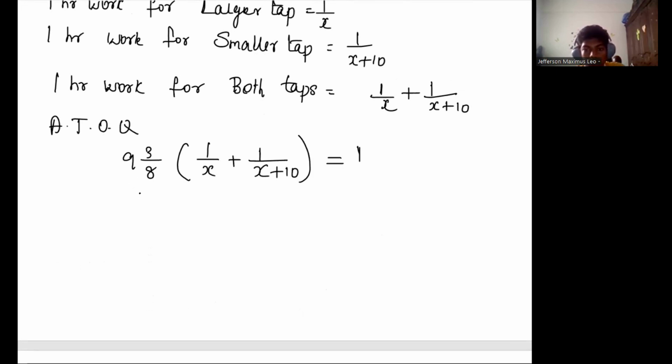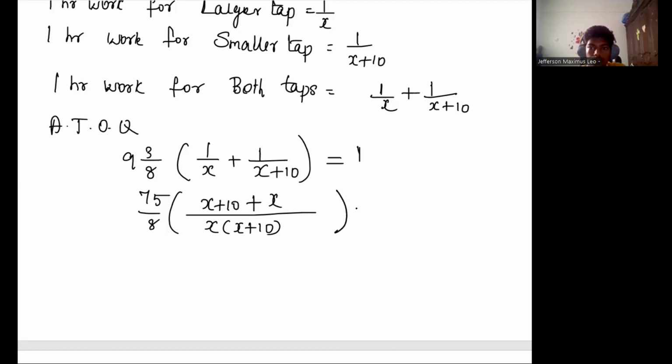72 plus 3, 75 by 8. Take the LCM for this bracket, x times x plus 10. So here x plus 10 will come. The second term, x, will come. This is equal to 1. x plus x is 2x, plus 10. Okay, ma'am.